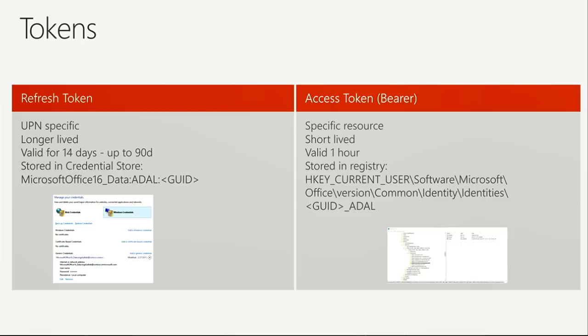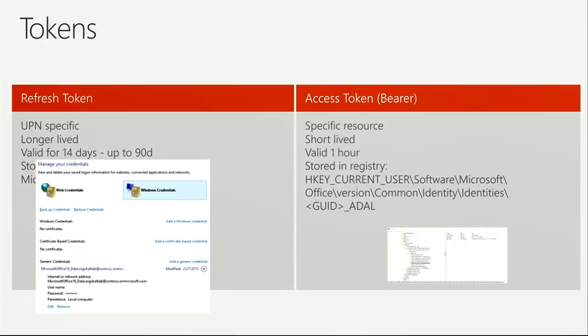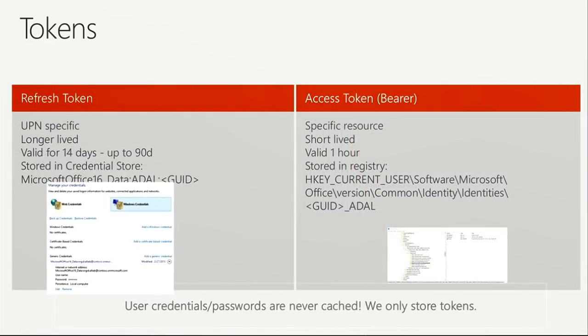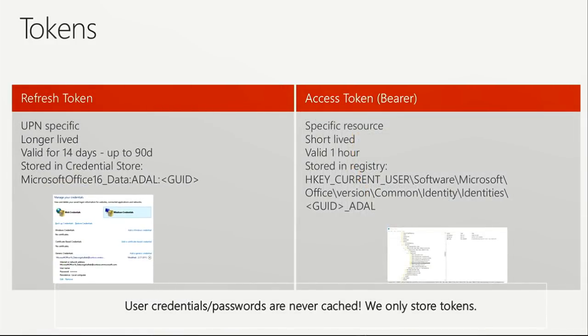So then we have the access token, and the access token is short-lived, it's up to an hour. And it's also in the registry, so you can see it. And you have to remember here, when we're talking about saving things in Credential Manager, we are not saving the password, we are saving the refresh token. The long grid that you see there. We're not saving anything else. And the access token is saved in the registry as a cache.